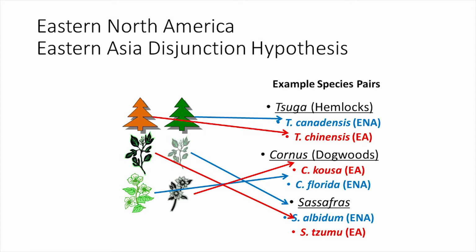And I'm showing you some more examples up on the board here. We have Tsuga canadensis. There's an Eastern Asian species called chinensis. We also have sassafras, the one you normally see. There are sassafras in China too. There's liriodendron, or tulip poplars. So there's many things that occur in Eastern North America and then in Eastern Asia.